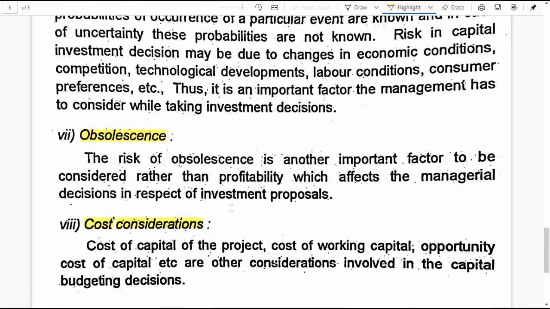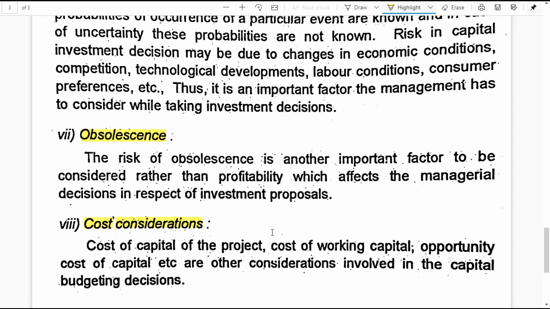And the seventh point is about obsolescence. The risk of obsolescence is another important factor to be considered rather than profitability, which affects the managerial decisions in respect of investment proposals. Yes, it's nothing but a situation where we find 3 projects available in front of a concern. Among the 3 projects, project 1 looks more profitable, but there is every possibility for the project to get outdated in another 1 year time.